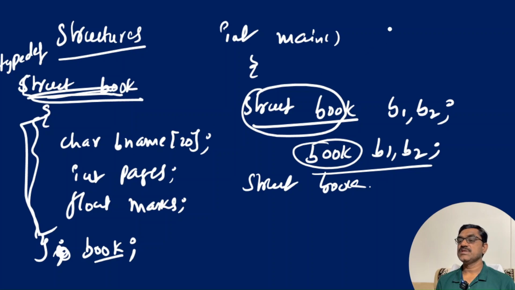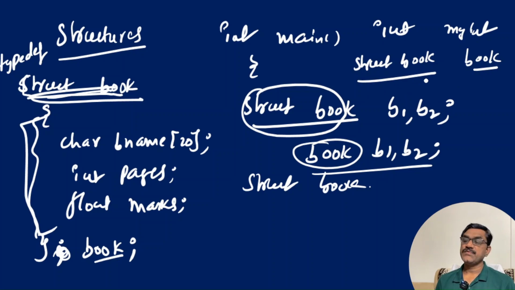Just now we discussed that for the built-in data type int, we have given myInt. In this case, for the data type struct book, we are giving another name called book. Book is the shortcut for the user-defined data type struct book. That is the way of using the typedef statement. So to give shortcut names for user-defined data types or built-in data types, you have to use the concept of typedef.